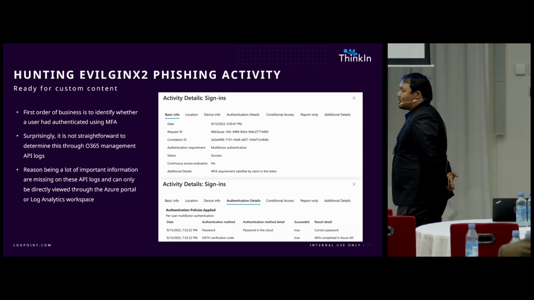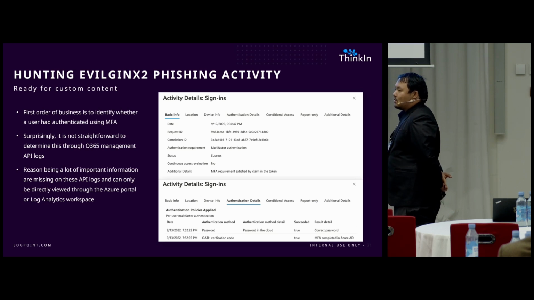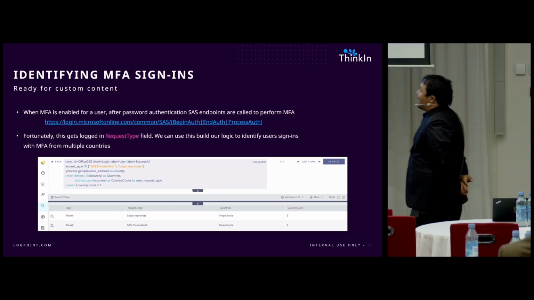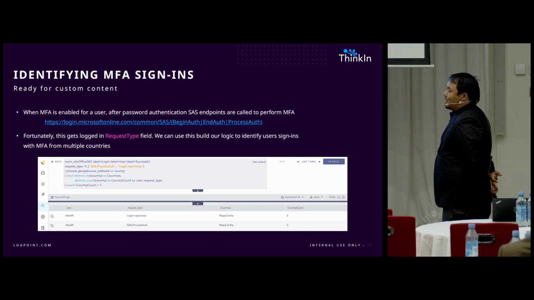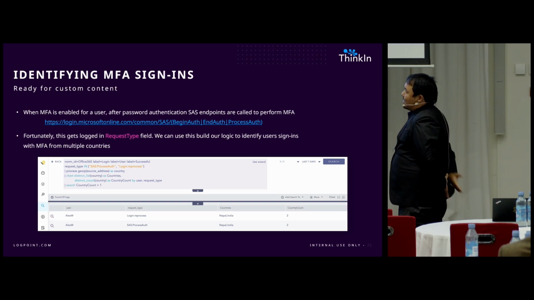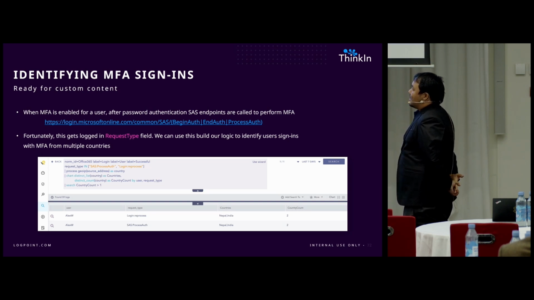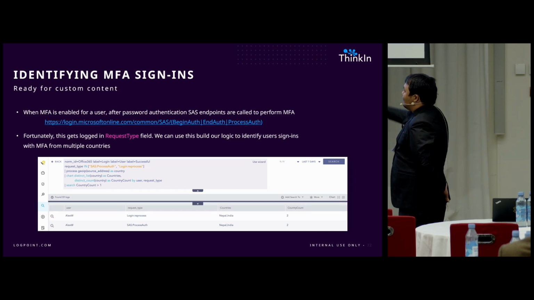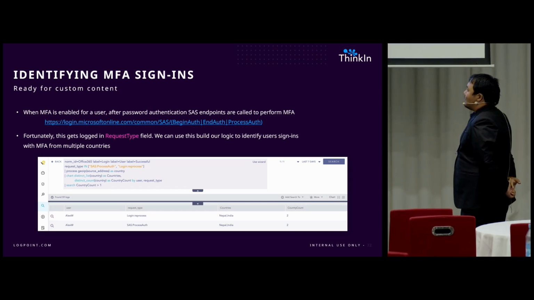But in the unified audit logs, this information is not present, so you will have to use another trick to identify them. The trick here is to identify the SCS endpoint that is used internally by the OAuth session during the MFA session. You will have to search for that in the request type. If you see those SCS endpoints come in the request log, you will see that these are MFA sign-ins happening there. You will just have to look for multiple IP addresses coming using those MFA sign-ins in a short time.